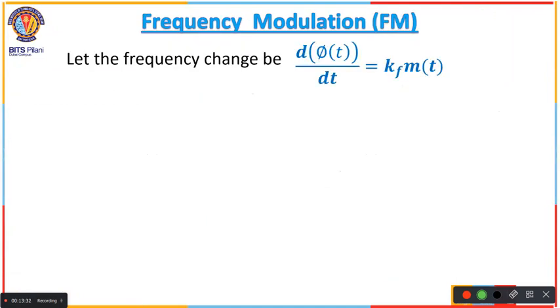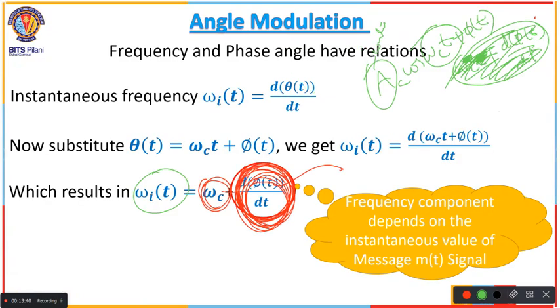I told you that this particular component in the previous equation is your instantaneous frequency of the wave after modulation. Here, this is the constant carrier frequency, and this is what depends on your message signal.